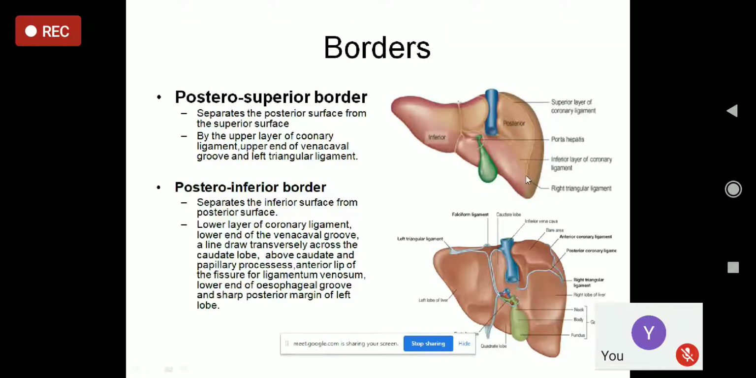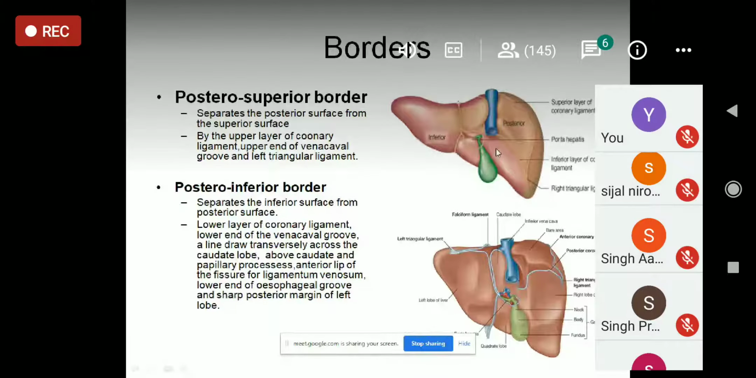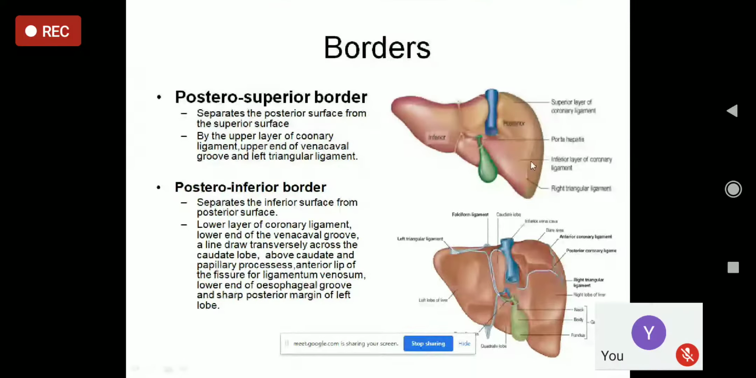Now we'll talk about the posterior superior border and the posterior inferior border. Look here. These two borders are not so prominent. Likewise, look at the inferior border. This inferior border is so prominent, with the notch for ligamentum teres and the one for the gallbladder which I told you before. Whereas the posterior superior border and posterior inferior border are not so prominent.